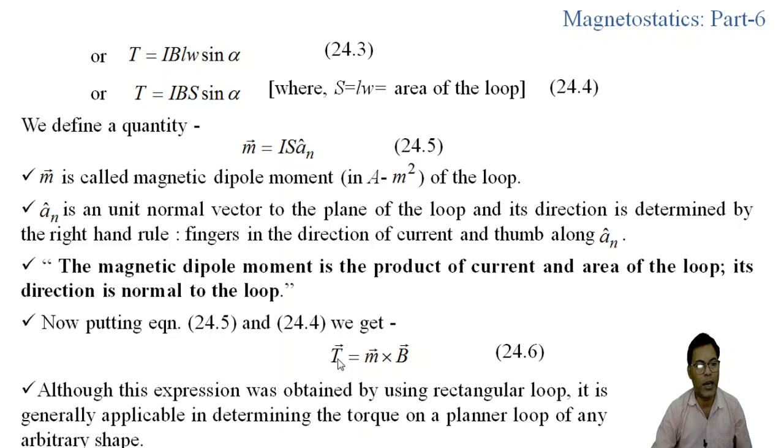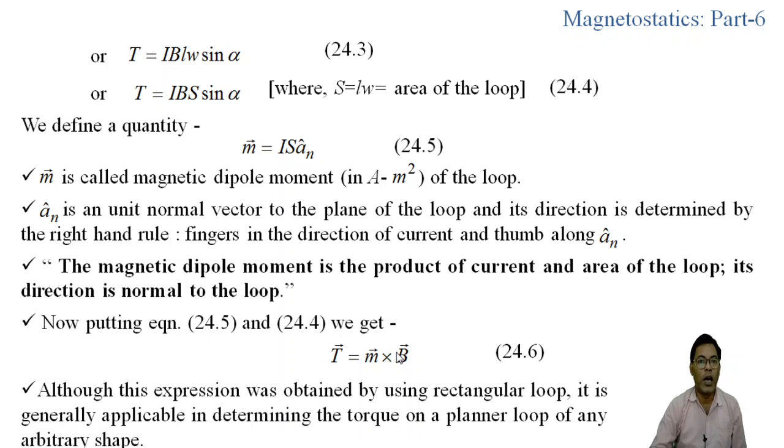But how are we getting this? Here you see that M equals ISN. So we can say IS into B into sine alpha. Here S is the LW. So we can write the torque T equals M cross B.